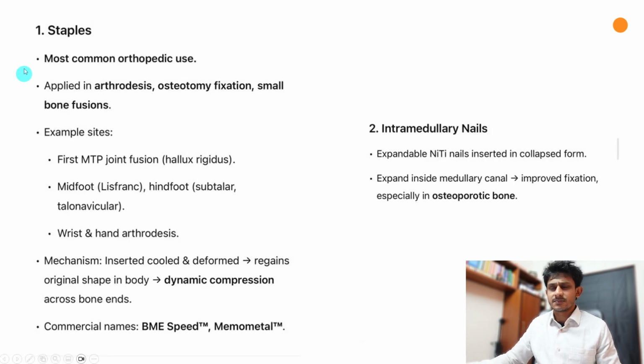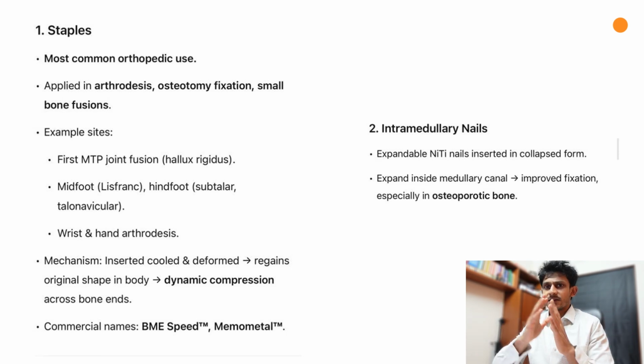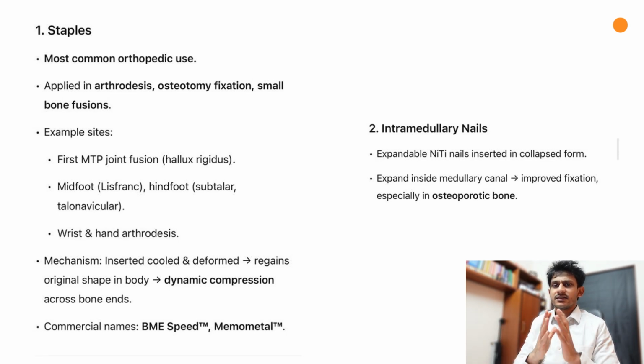Most commonly used in staples, and these staples are mainly used for small joint surgery such as first MTP joint fusion, midfoot fusions, hindfoot fusions, and wrist and hand arthrodesis, and these provide dynamic compression across bone ends. An example of a device is the PME speed, which is used nowadays. Second use is in intramedullary nails, where the nails are compressed, and when put into the medullary canal, the nails expand and there's more endosteal bone contact, resulting in better stability.